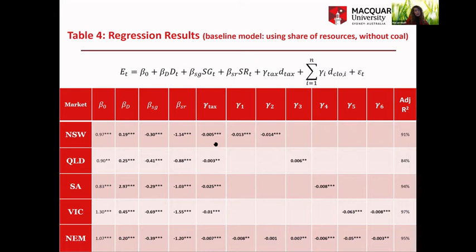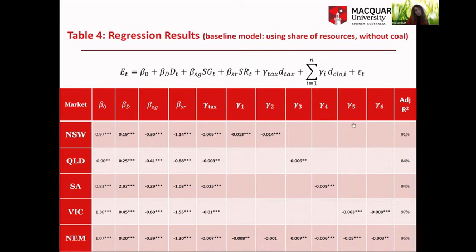The carbon tax has very, very limited impact on emission intensity in Australia. Maybe the reason behind that is the uncertainty associated with this policy, and it was in place for just 2 years. Generators were not sure about the future of this policy and didn't bother to make any investment in switching to renewables. So that's why the limited impact.